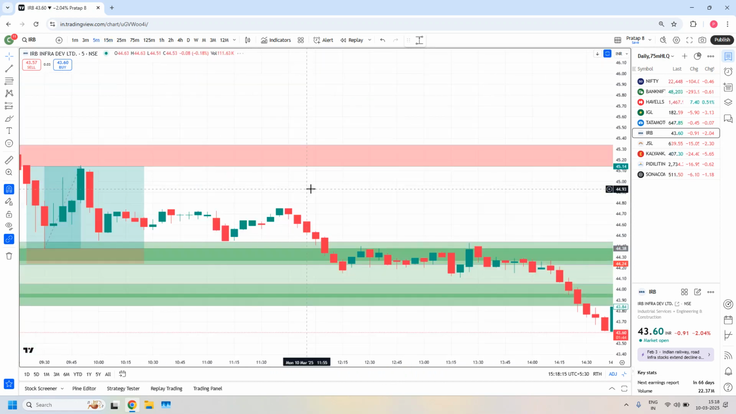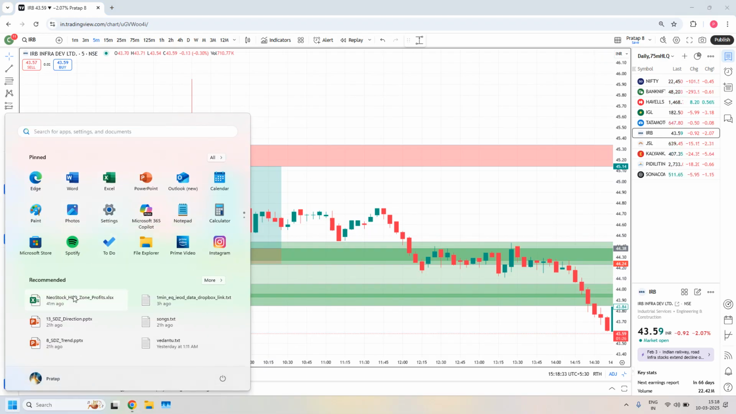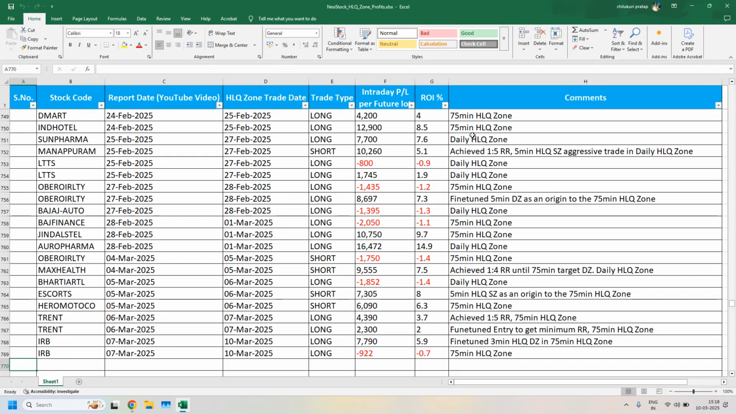Within how much time did it take? We got the trade at the 9:30 5-minute candle and it reached the target at the 9:50 5-minute candle. That means within 20 minutes our trade is completed. And how much profit has IRB given? Let me open the Excel sheet. IRB has given 7,790 rupees profit, which is 5.9% ROI. That means close to 6%. 6% is our average intraday ROI for high liquidity zones, so we almost achieved the average intraday ROI.